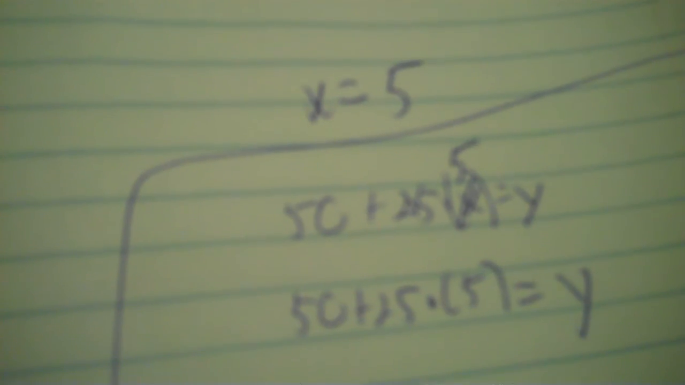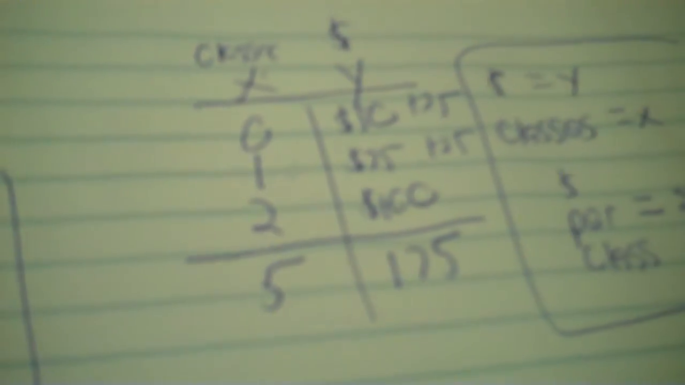So now that leaves me with y. Y is all by itself, so guess what I can do? I can just calculate the answer. So 50 plus 25 times 5, 175. So there's your answer, $175. Makes perfect sense when you go through that table.